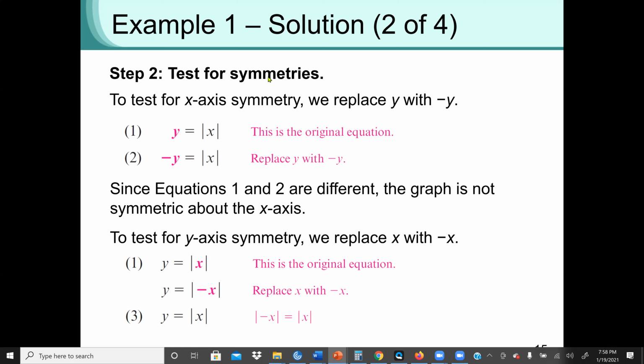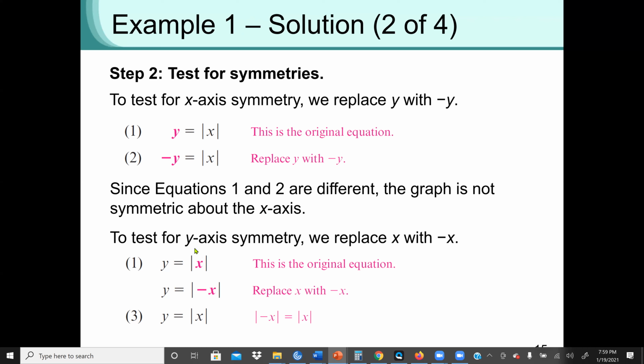So step 2 now, we need to test for the symmetries. To test for x-axis symmetry, we replace y with negative y. So now y equals the absolute value of x becomes negative y equals the absolute value of x, because we are testing for x-axis symmetry. Since equations 1 and 2 are different, we say that the graph is not symmetric about the x-axis, because they give us 2 different answers. So there is no symmetry about the x-axis.